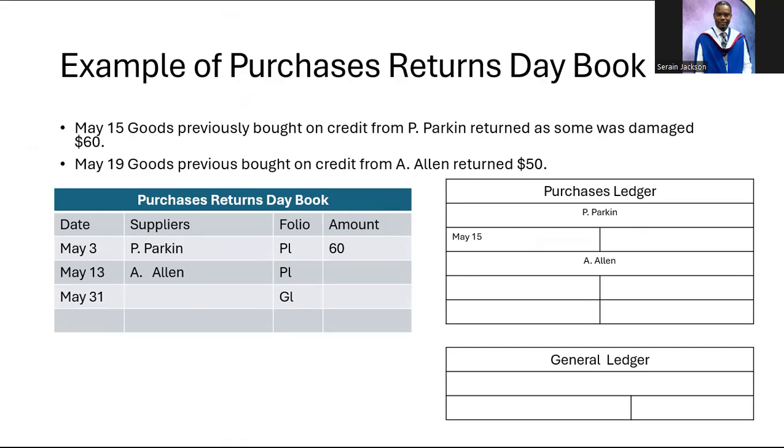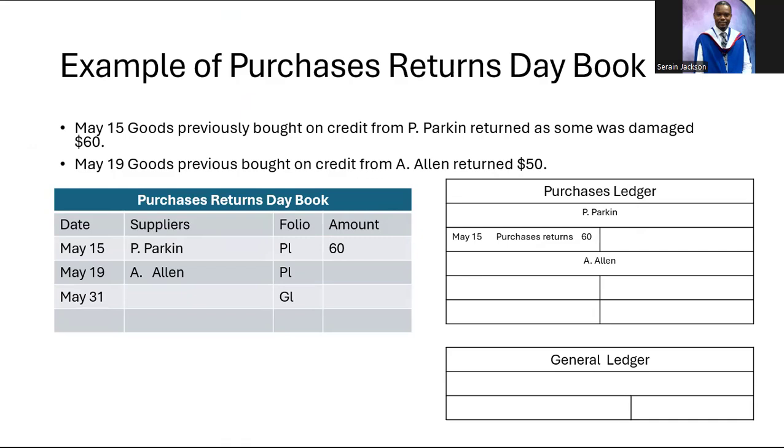So May 15, this is from my last example, right? That is the reason why it is there. So May 15, and the details, sorry, you would put purchases returns, or you can put returns outwards, whichever one is still acceptable. All right, and that's it for that transaction.